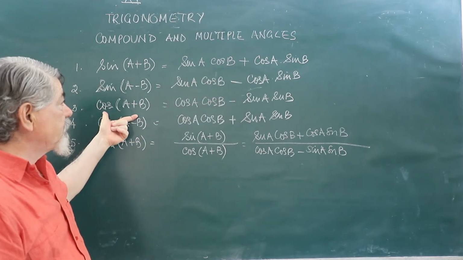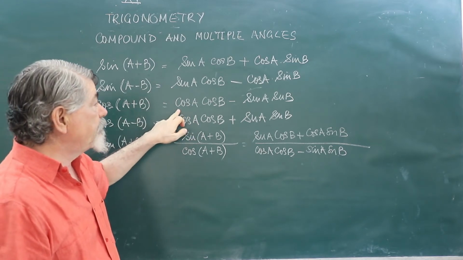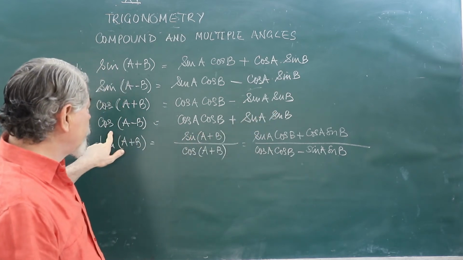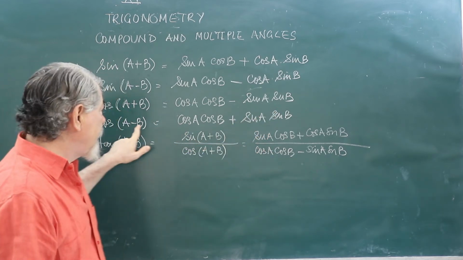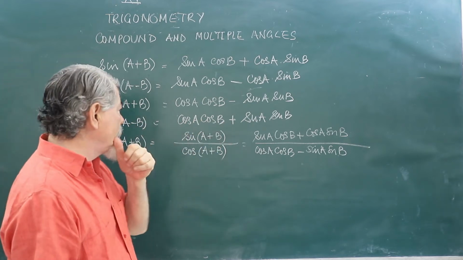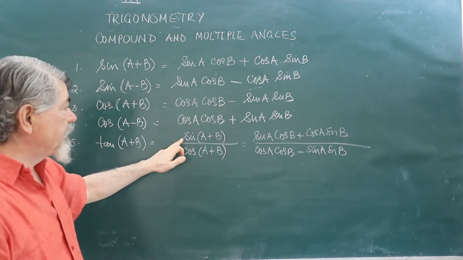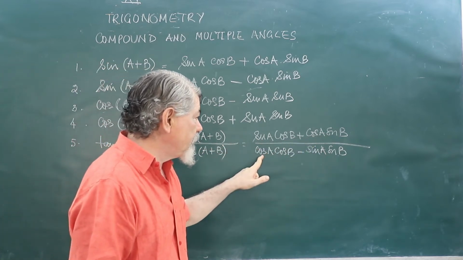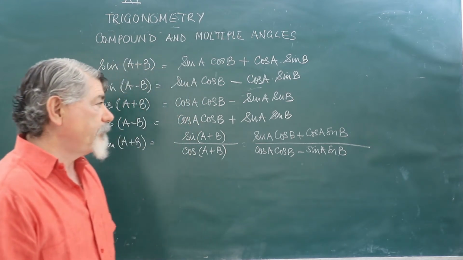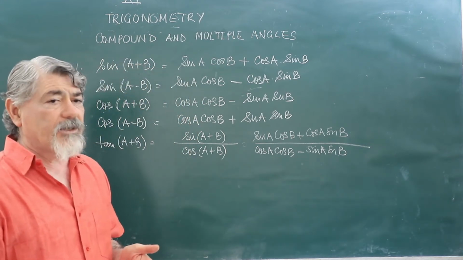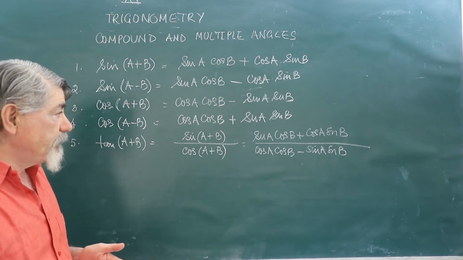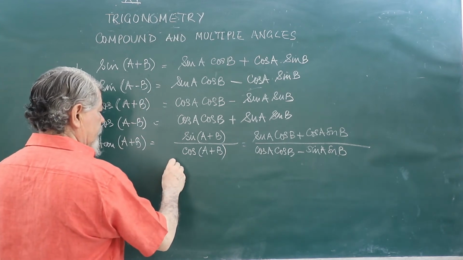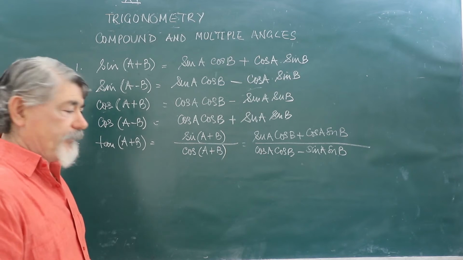But when it comes to cos A plus B, it becomes cos cos minus sin sin. Similarly, cos A minus B is cos cos plus sin sin, and the sign changes from minus to plus. Now I said tan A plus B is sin A plus B upon cos A plus B, so sin A cos B plus cos A sin B upon cos A cos B minus sin A sin B. Now we will divide numerator and denominator by cos A cos B, because I want the answer in the form of tan.